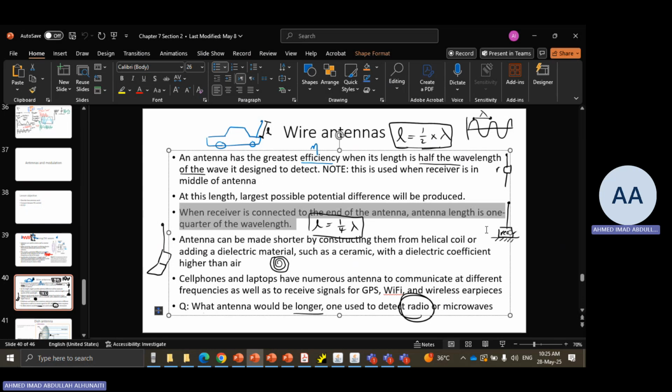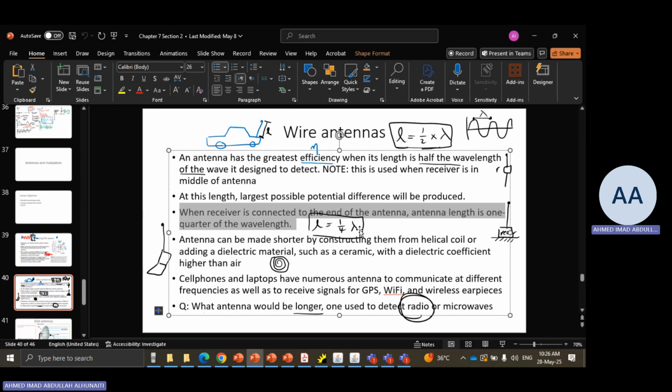So let's look here. In this little sketch I drew, we have an antenna and the receiver is connected to the very end. In this case, the length of the antenna, which will give me the maximum efficiency, equals 1/4 of the wavelength of the radio wave we want to pick up.